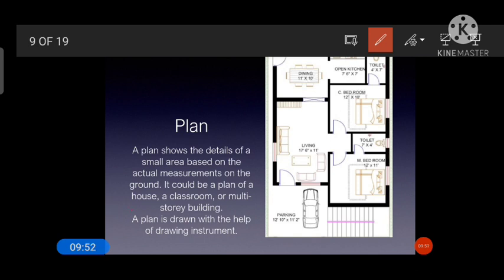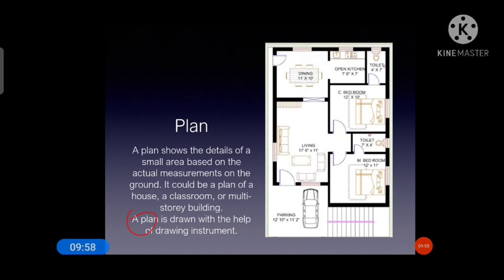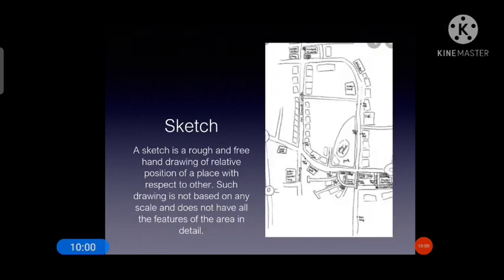So a drawing instrument is required. Like we need a scale or some other instrument to draw a plan. Now, the next topic we have is the sketch.